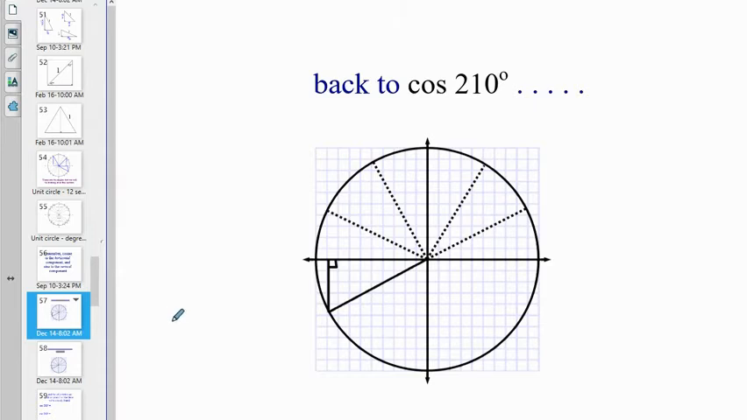So back to 210 degrees, we're looking at cosine of 210 degrees. Once I figure out where I am, I've got the 30, 60, 90 triangle that's over here. Cosine is the x component, so I'm looking at that length right there. That is the long leg of this 30, 60, 90 triangle. So it's the square root of 3 over 2, but it is to the left. So we're going to call that negative square root of 3 over 2. And that is my answer for cosine of 210 degrees.